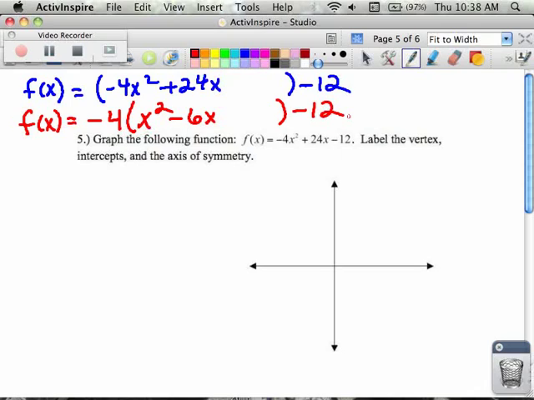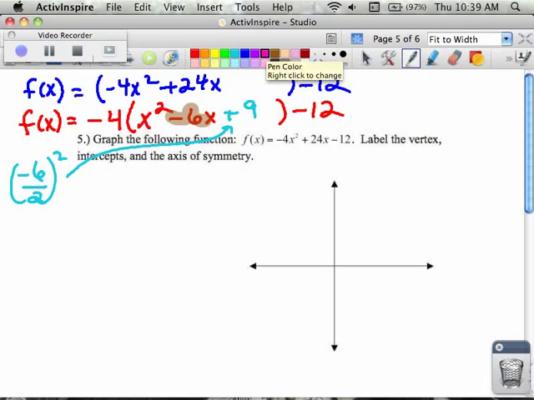So I factored out. How many people got this far? Awesome. Then I look at the number in front of the x, which is -6. What do I do with that -6? Divide by 2. Divide by 2 to start with. So I divide -6 by 2, and I square it. And I get 9. So far, so good. Then I have to rewrite this thing in its standard form.